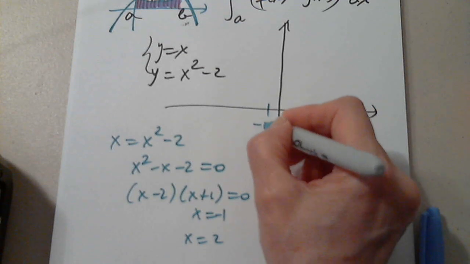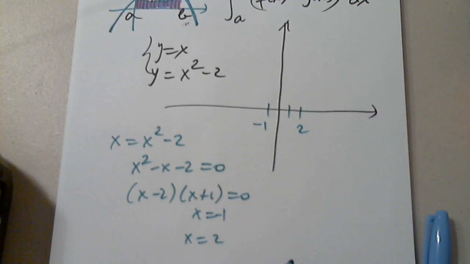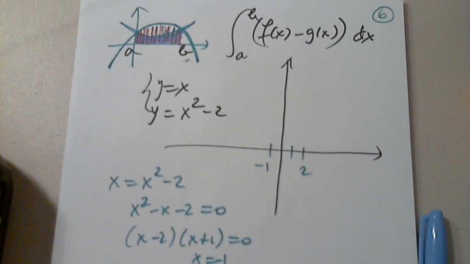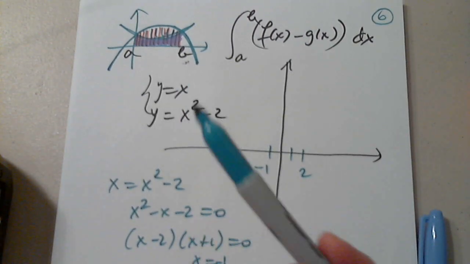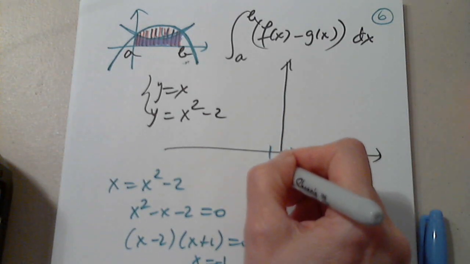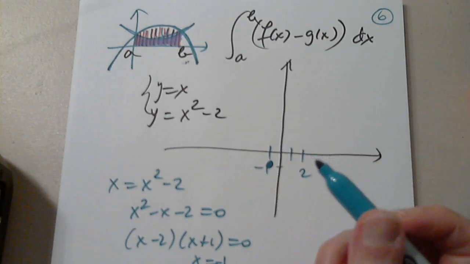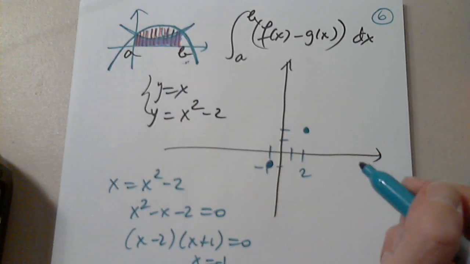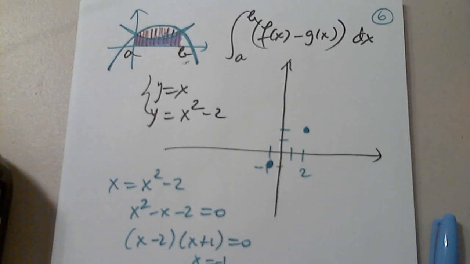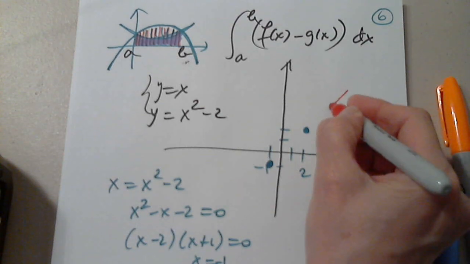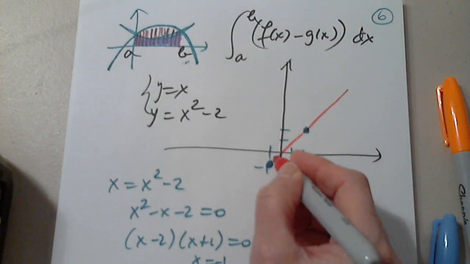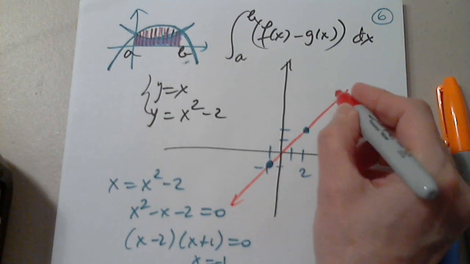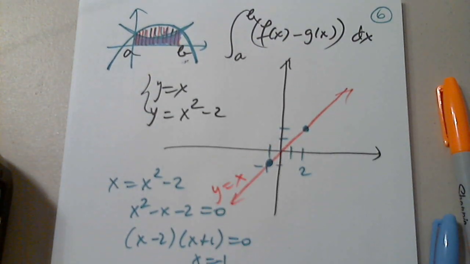So somewhere here at -1 and somewhere here at 2, the functions have to cross. When I plug in -1 here, it's -1, -1. So this is 1 point for sure. When I plug in 2, 2, 2. So that's another point for sure where they intersect. Now I will graph y equals x, which is super easy. It's this line that bisects the first and third quadrants. So this is y equals x.